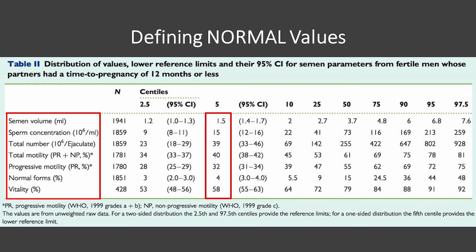Total motility, 40% or higher. Progressive motility is 32% or higher. And normal forms, where we use strict criteria, is 4% or greater. So at least 4% of the sperm have to match this very specific, perfect sperm shape and size to be considered normal. And finally, the viability, or the number of sperm that are alive, has to be 58% or higher. So this is how we arrived at what we call the normal reference range and what we compare your specimen to when we're interpreting the results.